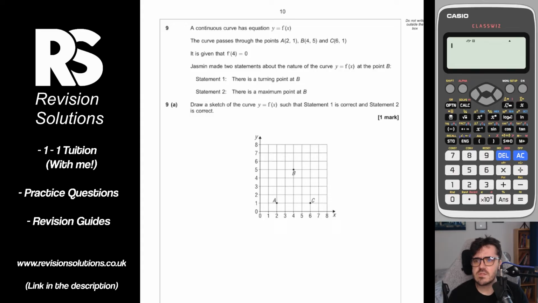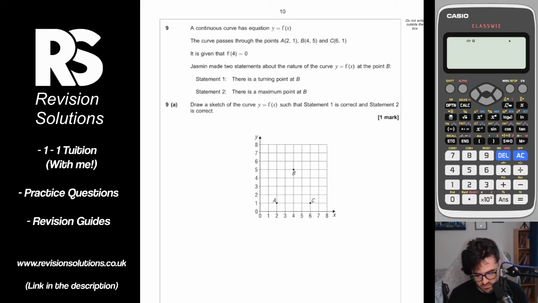Jasmine made 2 statements about the nature of the curve y equals f of x at the point B. Statement 1, there is a turning point at B, and statement 2, there is a maximum point at B. So she could be correct. We don't really have enough information, but what's the actual question?